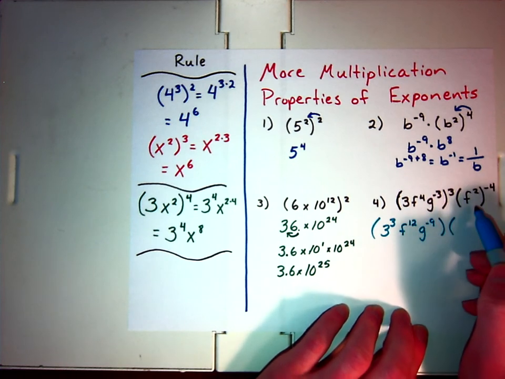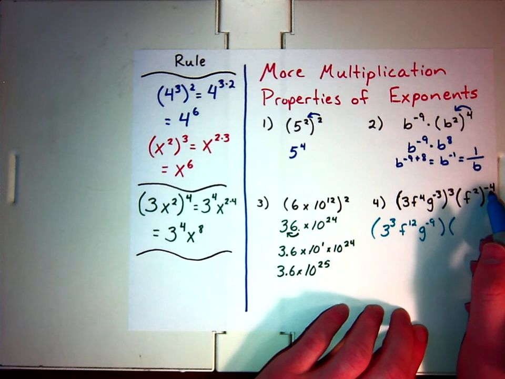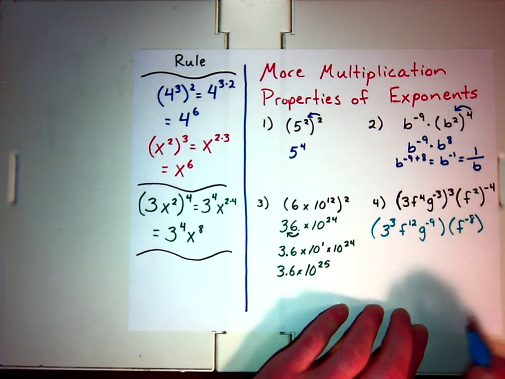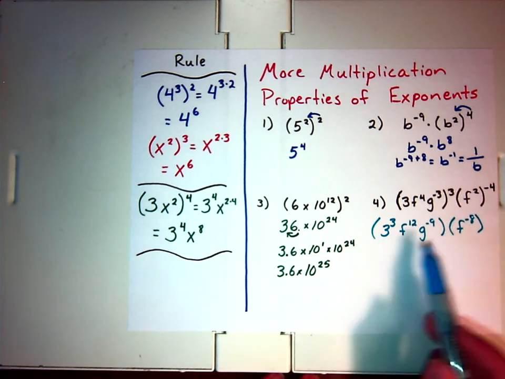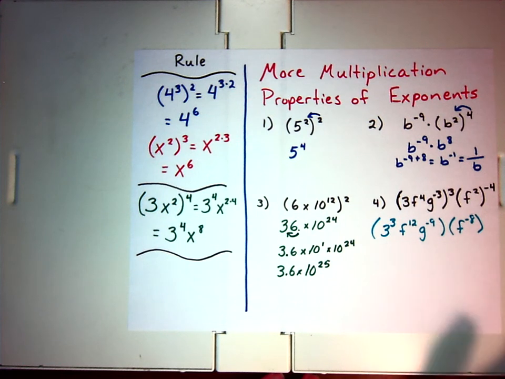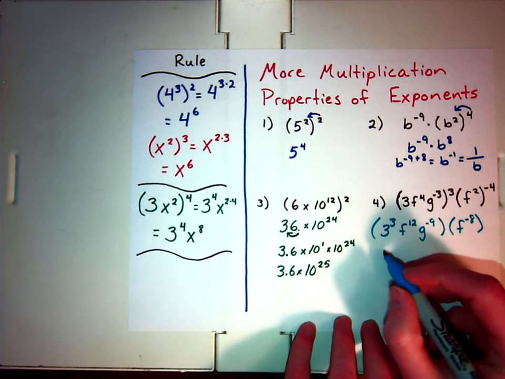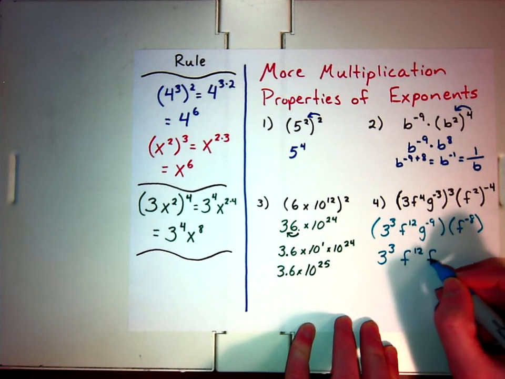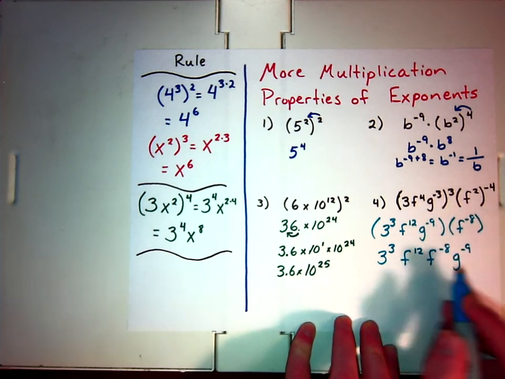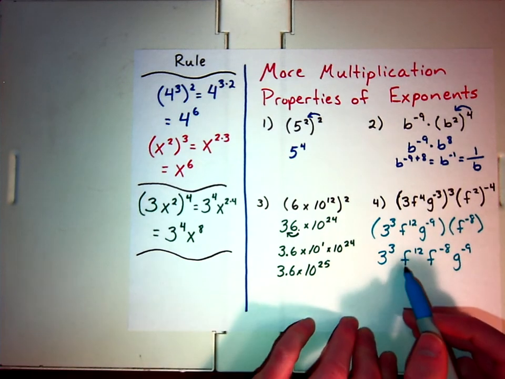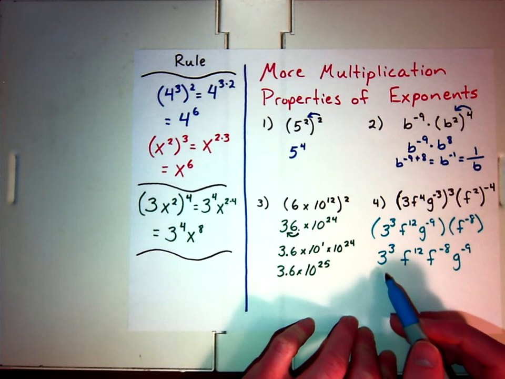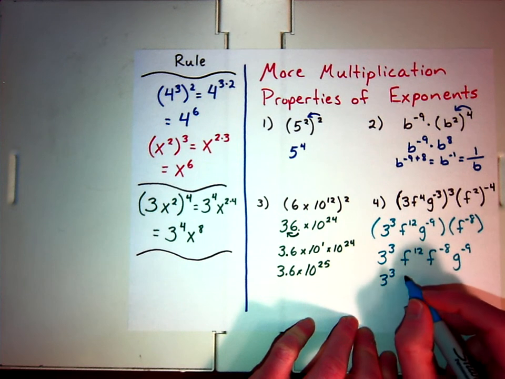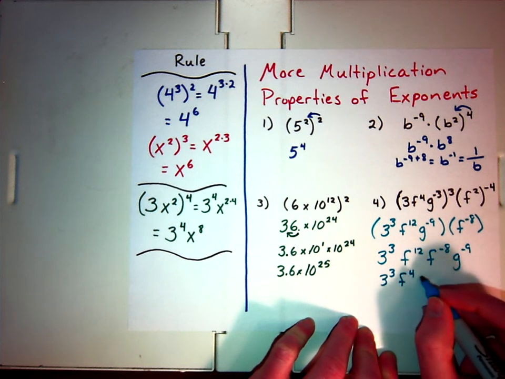Over here, I get 2 times negative 4, which is negative 8. And from there, since all that's left is multiplication, I can use the associative property of multiplication and the commutative property of multiplication, and I can rearrange this as I need. I could rearrange it to have f to the 12th, f to the negative 8th, g to the negative 9th if I wanted, so I can see those right next to each other. Basically we have the same base here with the f. The g doesn't have the same base as anything, and the 3 doesn't either. So I'm going to get 3 to the third, and then 12 plus negative 8 is positive 4, and I get g to the negative 9.